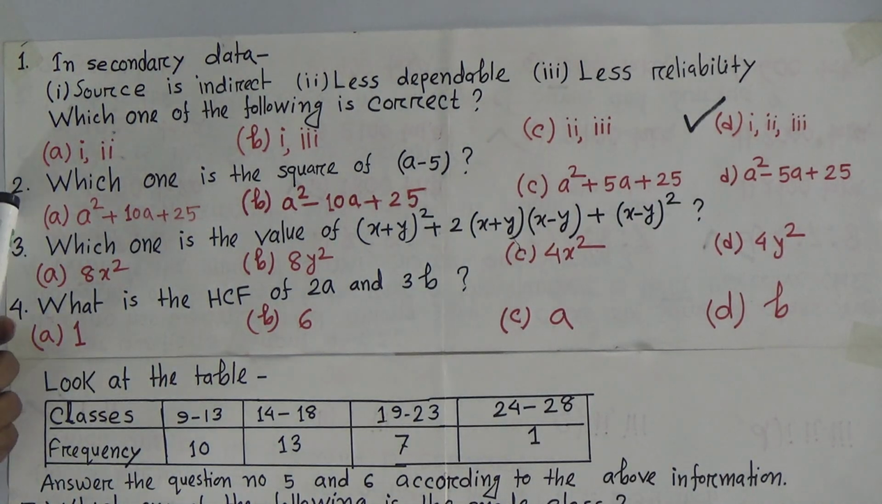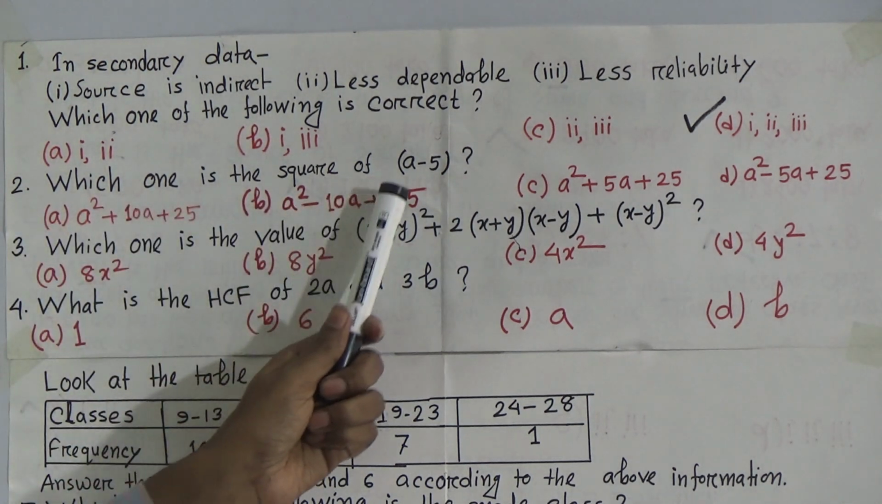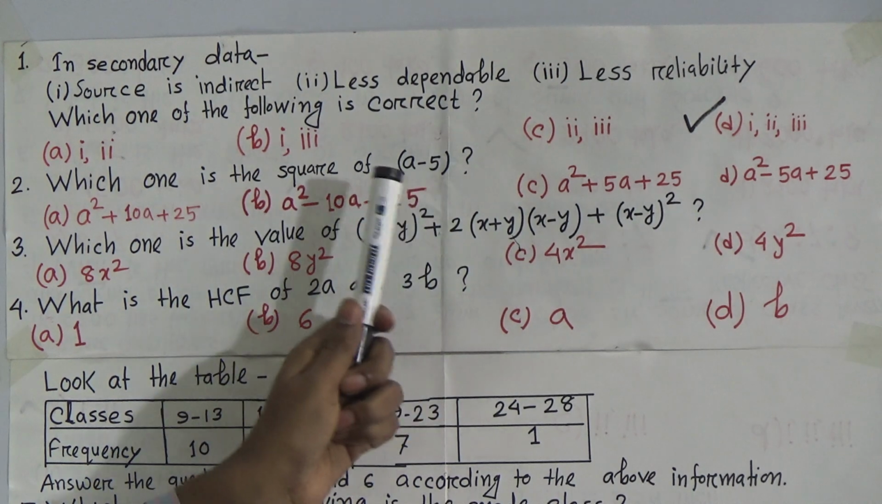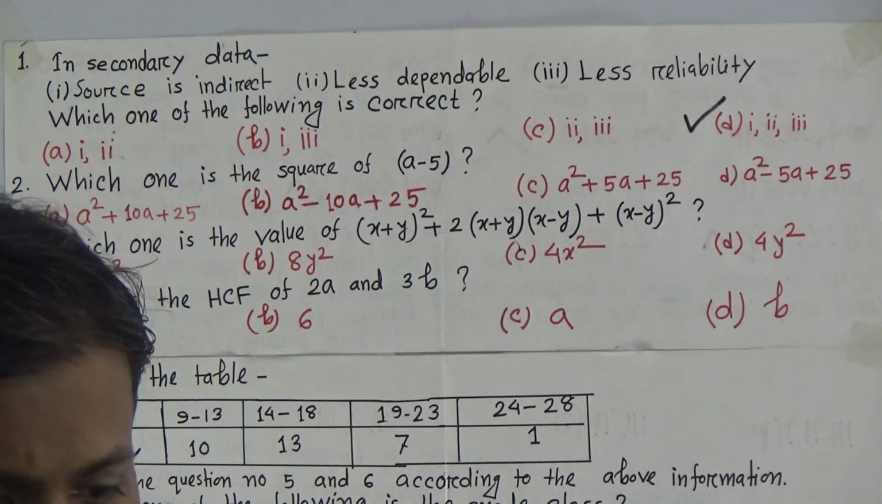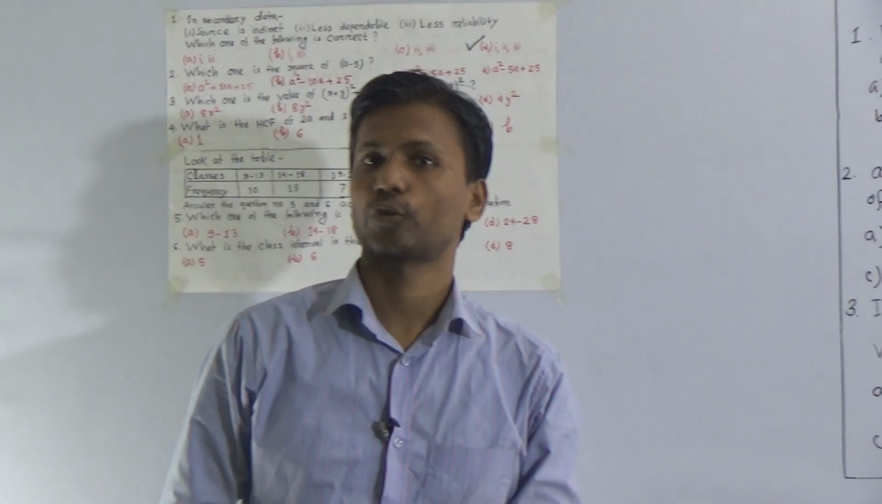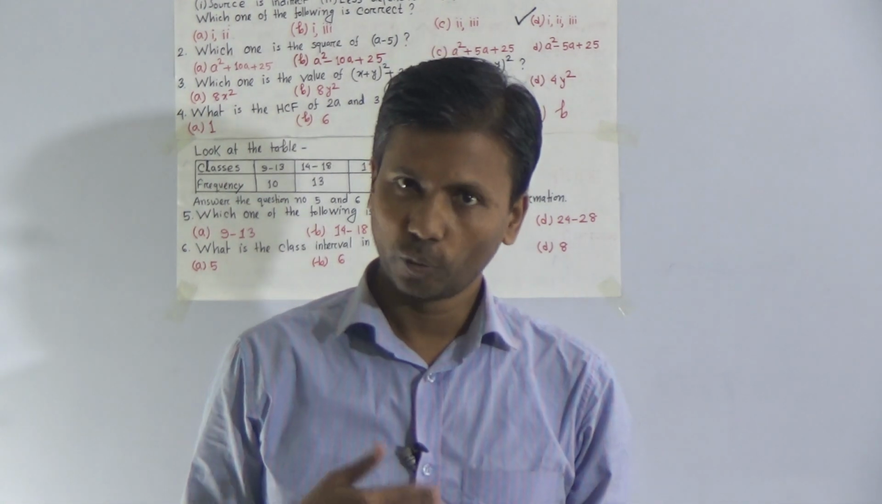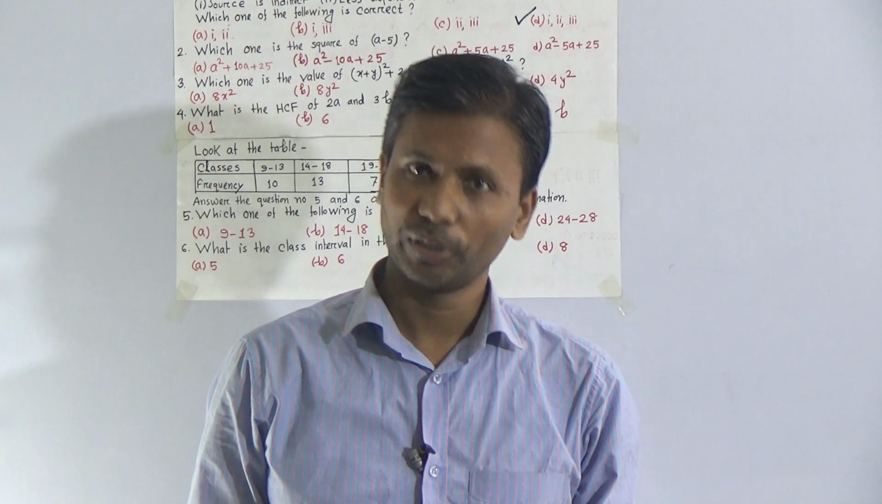Now question number 2. Which one is the square of A minus B? Dear student, you know the formula of A minus B whole square equals what? A minus B whole square equals A square minus twice AB plus B square.